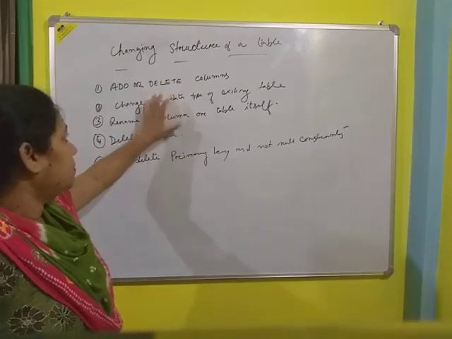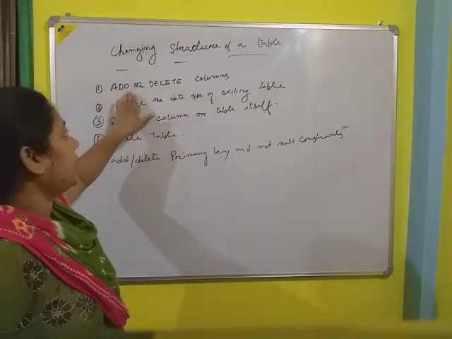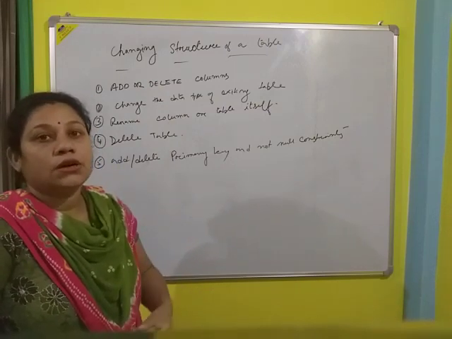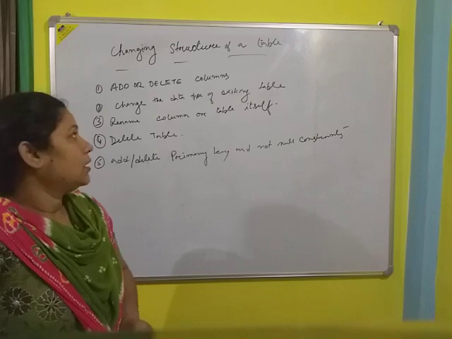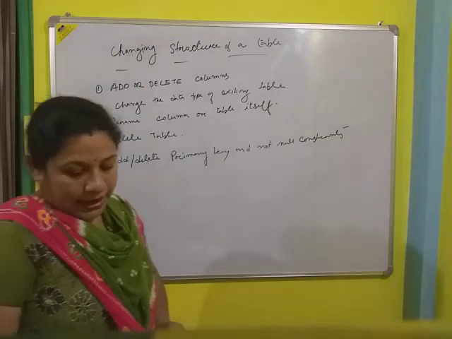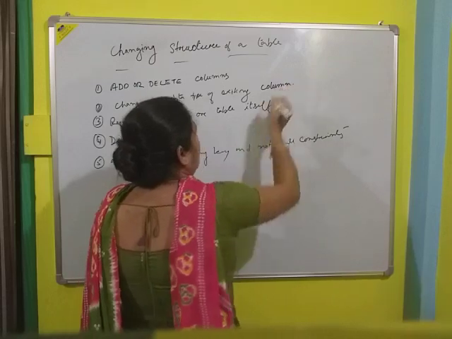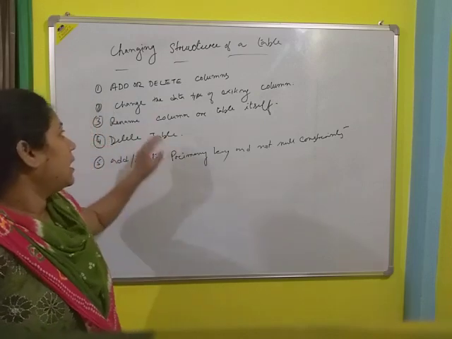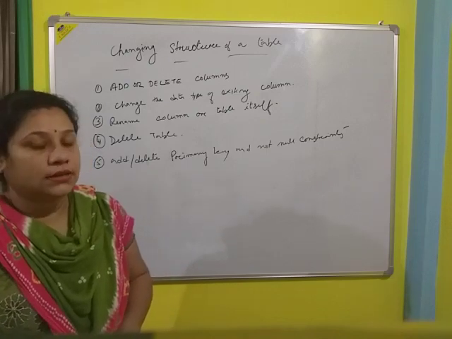So these are the points that can be used to change the structure of a table. Number one, add or delete columns. That means if required, you can add new columns to the table or you can delete particular columns from the table. Number two, change the data type of an existing column. So you can change the data type of a particular column. After that, rename column or table itself. You can rename a particular column or the table also.